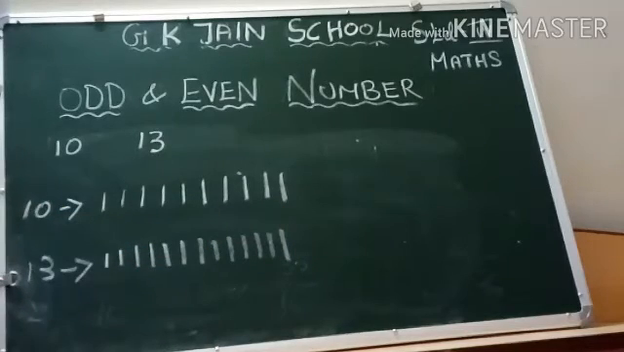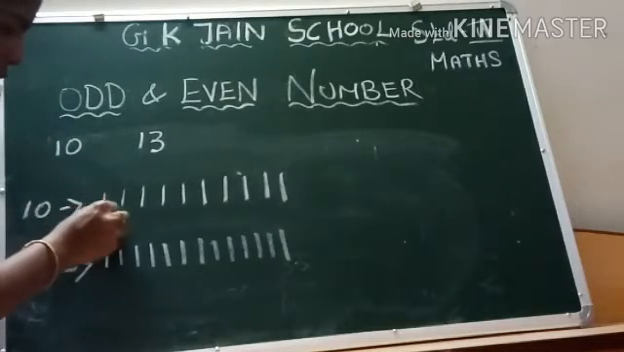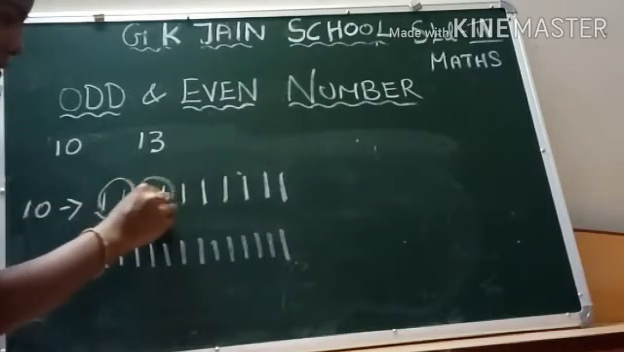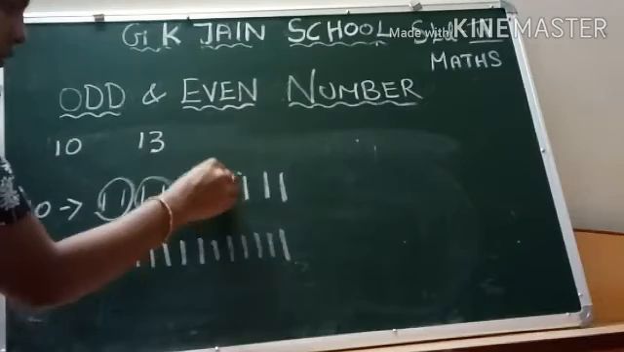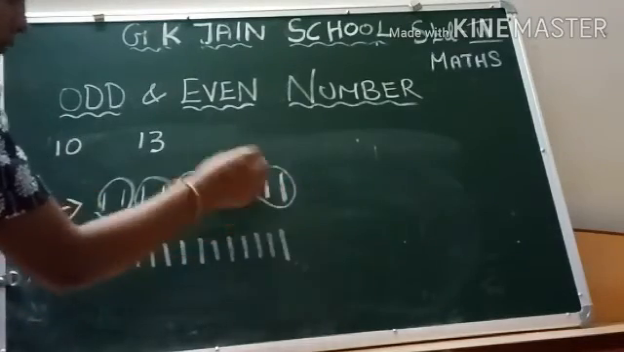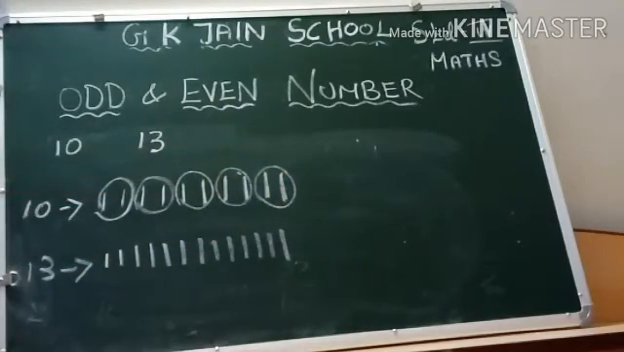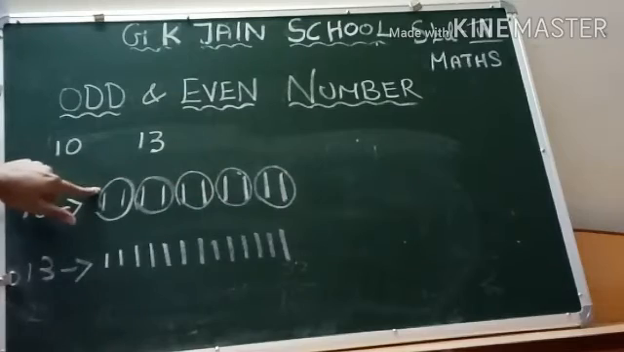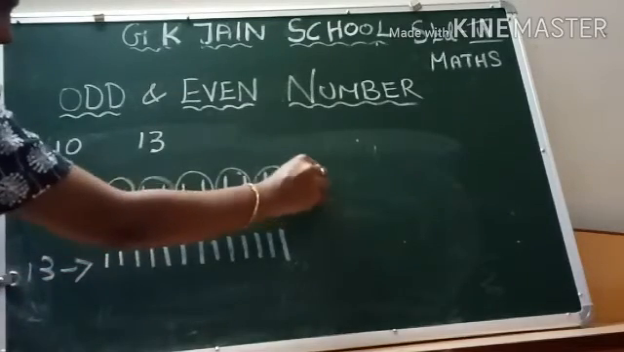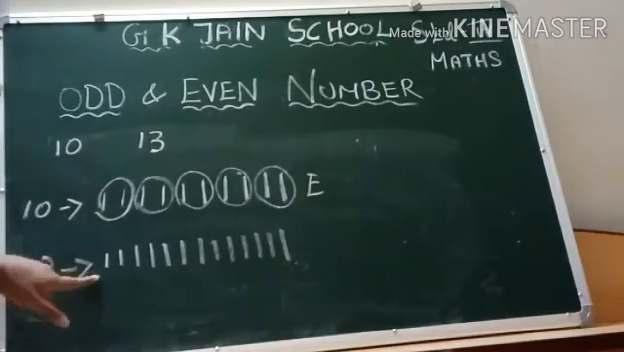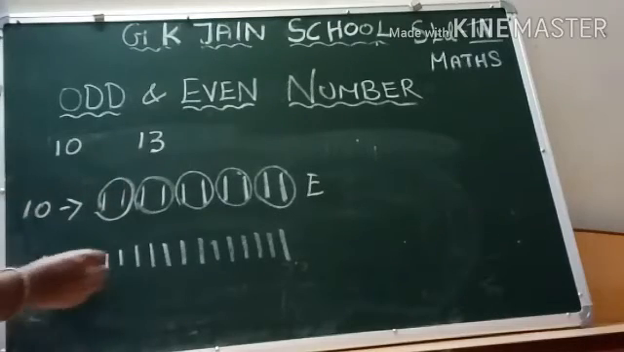So now we are going to group them in pairs. Right. So this is a pair, and it has 2 pairs, 2 pairs, 2 pairs and 2 pairs. Right. So everyone has a pair. So is this an odd number or an even number? Even number.